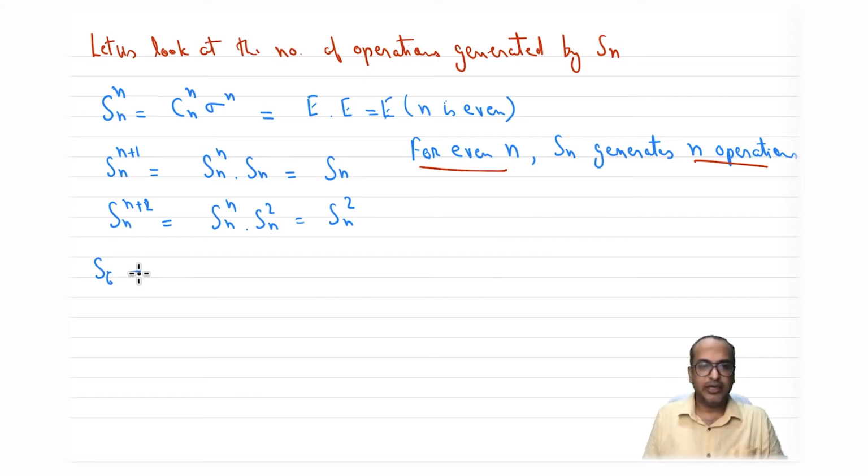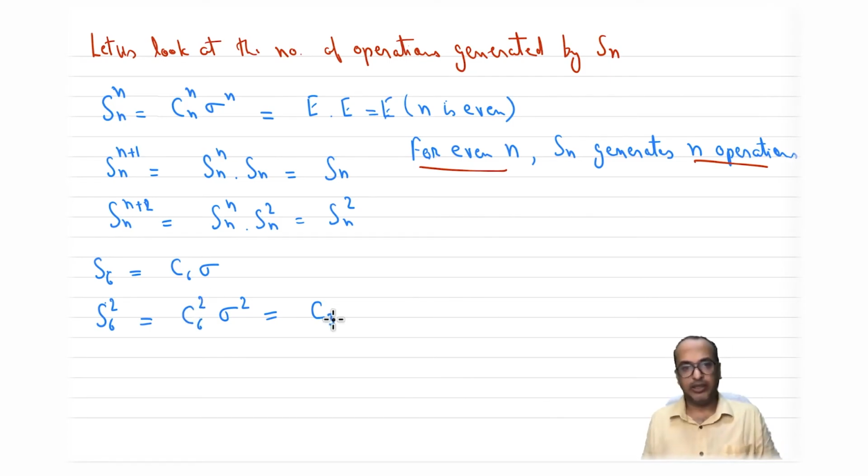Now let us see the case of S6. So we had S6 equal to C6 into sigma, right? So this is S6 to the power 1. So this is an independent operation. Now let's say S6 to the power 2. This can be written as C6 to the power 2 sigma to the power 2, right? C6 done twice is nothing but C3. Sigma done twice is nothing but E. So you have C3, right? So this operation is different from this operation.